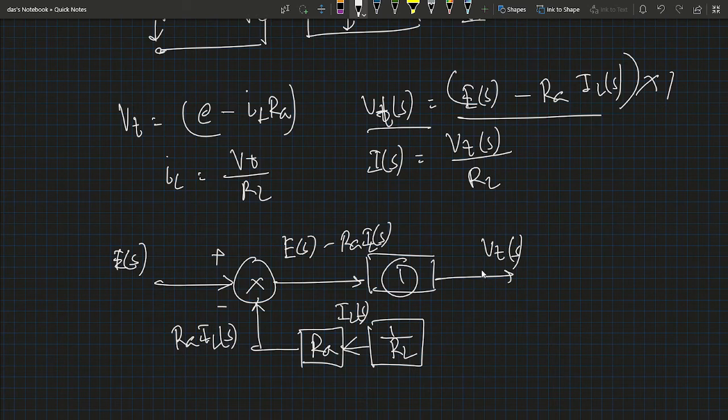So now from Vt, first of all you apply 1 by RL to get IL(s) here. Okay, this is very easy, and then multiplied by armature resistance Ra, because to get this expression, Ra is multiplied. So Ra and RL both are in the feedback system. Okay, is it okay? Yeah, right. So this is a block diagram of a DC generator connected to the load. Okay, this is very, very important.